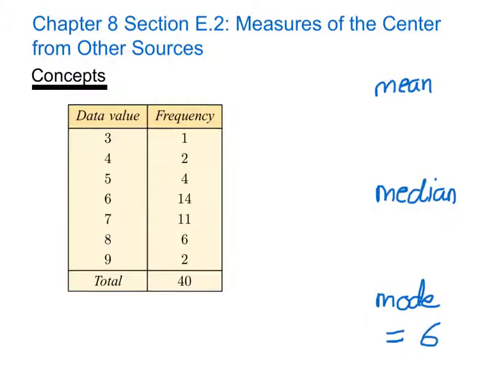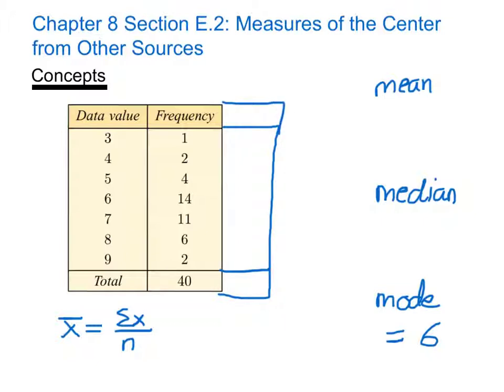Now remember, we represent the mean with an x bar, and that equals the sum of all the data values divided by the number of all the data values. And again, it might take a while to add up 40 data values, so I'm going to show you a quick way to do this. First, we draw another column on the right side of the frequency table, and we call this the product column. We call it the product column because we're actually going to multiply here. We're going to multiply the data value by its frequency.